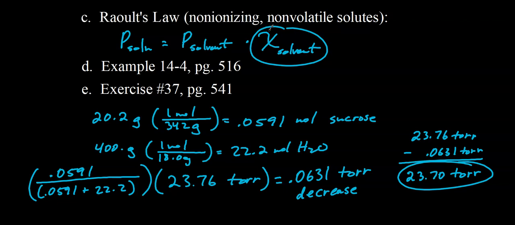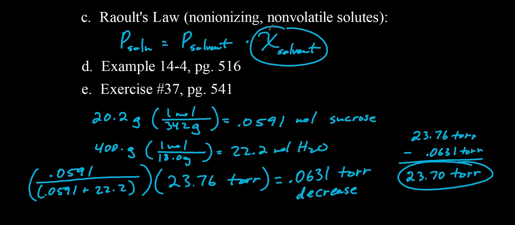Vapor pressure of heptane in the solution is 18.4 torr. Divide that by the total vapor pressure, 43.2 torr. Again, this is all coming from 14.5. 43.2 is the total vapor pressure of that solution. Divide those and you get 0.426. That's the mole fraction of heptane.